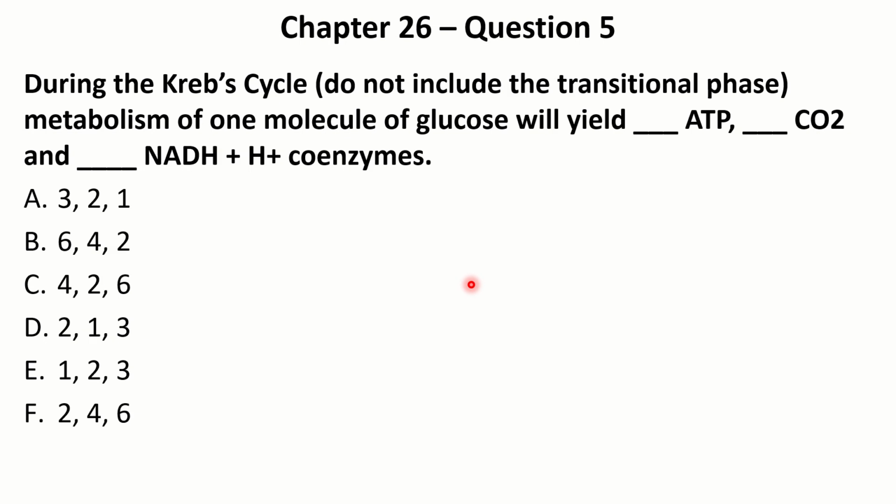The next question, question 5: during the Krebs cycle, and this does not include the transitional phase, but just during the Krebs cycle, metabolism of 1 molecule of glucose will yield blank ATP, blank CO2, and blank NADH plus H positive coenzymes.